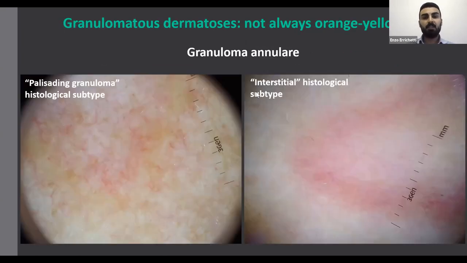Another granulomatous condition that sometimes does not display orange areas is granuloma annulare. We know that there are two main histological variants of granuloma annulare, the palisading granuloma histological subtype and the interstitial histological subtype. In the palisading granuloma histological subtype, we do have orange areas, but in the interstitial subtype, we usually don't have any orange area, because in this variant we do not have a very compact, very dense cellular infiltrate.